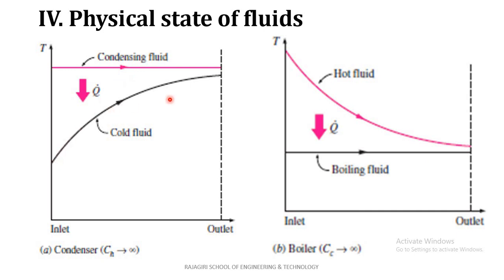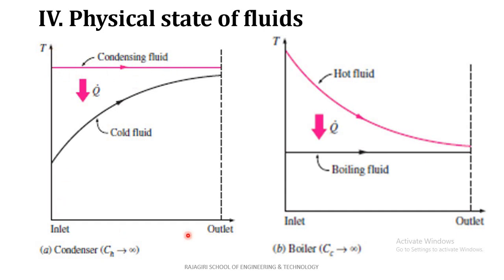The cold fluid is extracting heat from the hot fluid. Because of that extraction of heat, the hot fluid, which is a gas, loses its latent heat and changes its phase to liquid. So this is a condensing fluid.